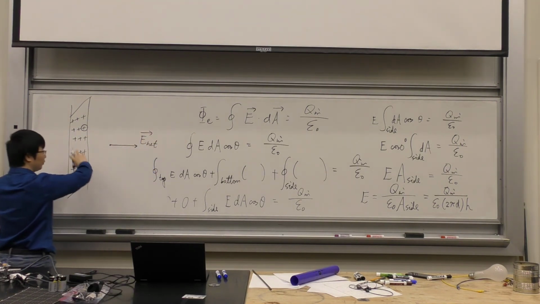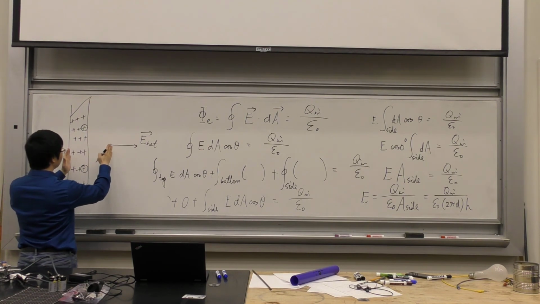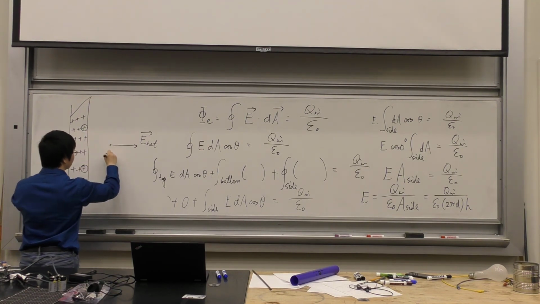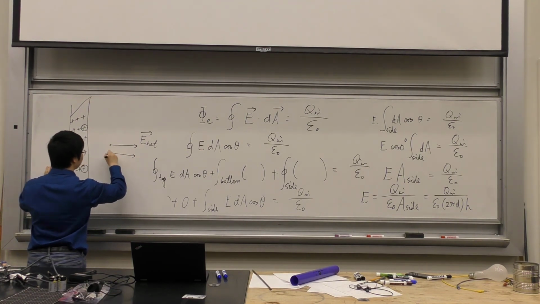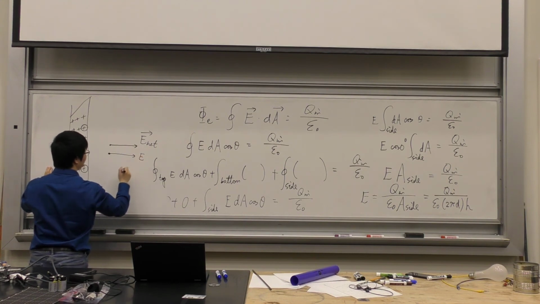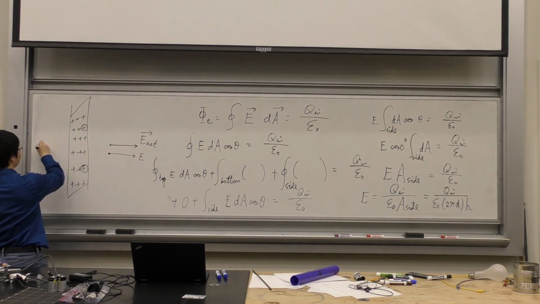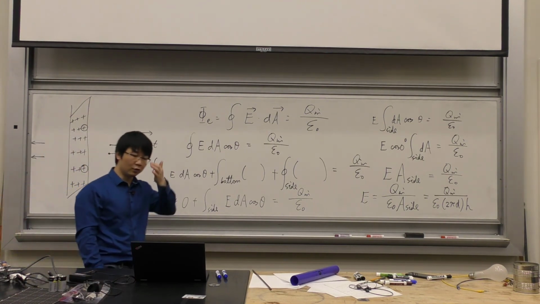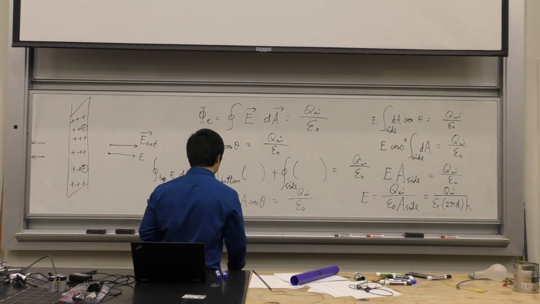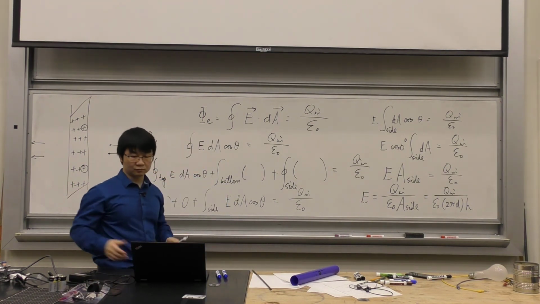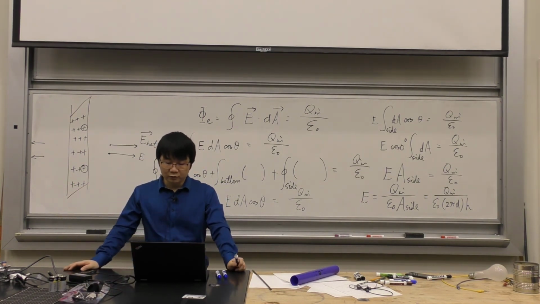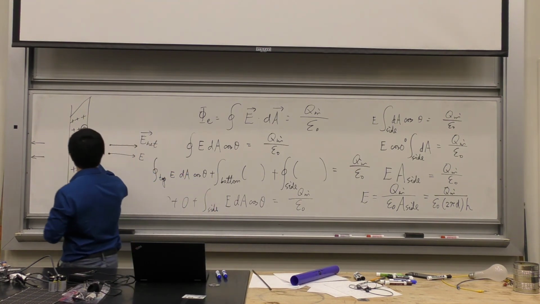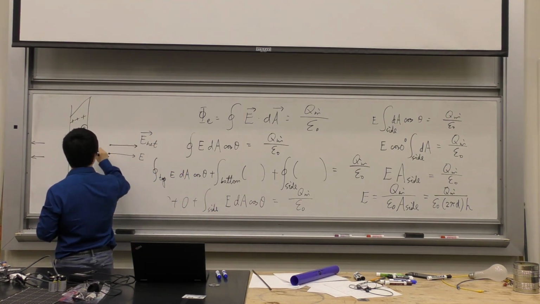If this is a very big plane, and I'm only interested in this small region, the electric field at any point is always going to be outward. So the electric field at this point, on this side, is outward, away from this positive plane. That's the direction. Direction is always easy. Now I want to find the magnitude. This is still d, this distance.